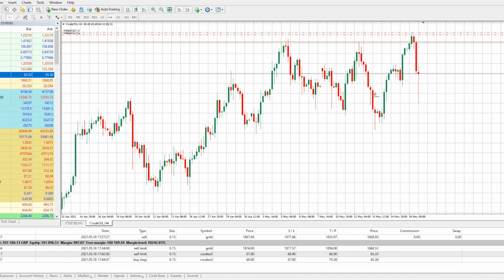So I would be looking to buy from this support down here around 63. Okay, there's a support level down around 63, support. There's a resistance level up here around 67, resistance, which we have a pending order simulated, ready to go.